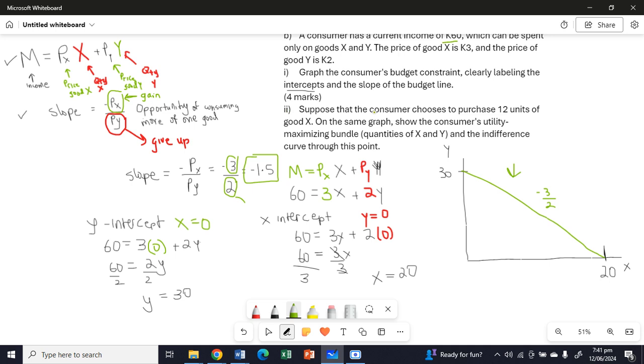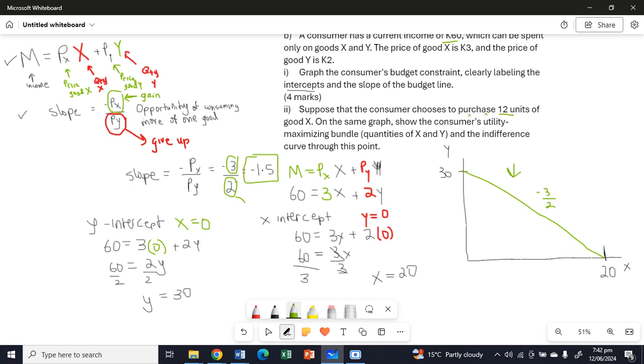All right, suppose the consumer chooses to purchase 12 units of good X. On the same graph, show the consumer's utility maximizing bundle quantities of X and Y and the indifference curve through this point. So the utility maximizing bundle tells you the combination of good X and good Y that will give you the maximum utility, which is also the maximum satisfaction. So here, since we've already been given 12 units of good X, we need also to know how many units of good Y you need to have maximum satisfaction.